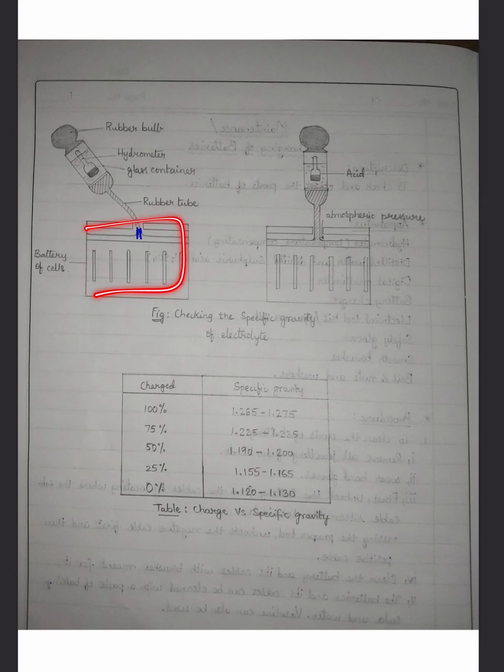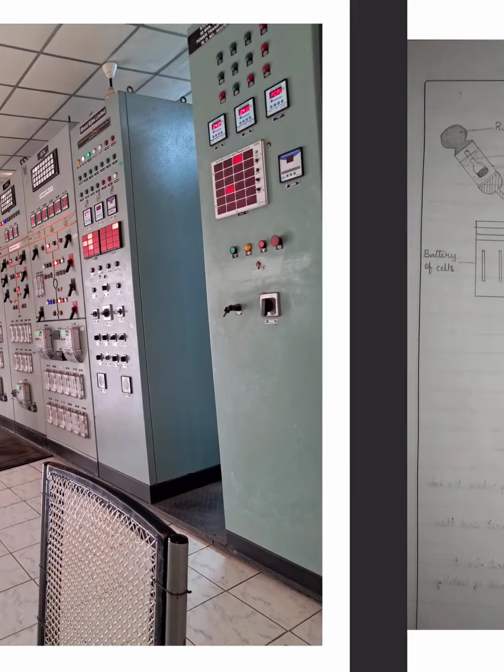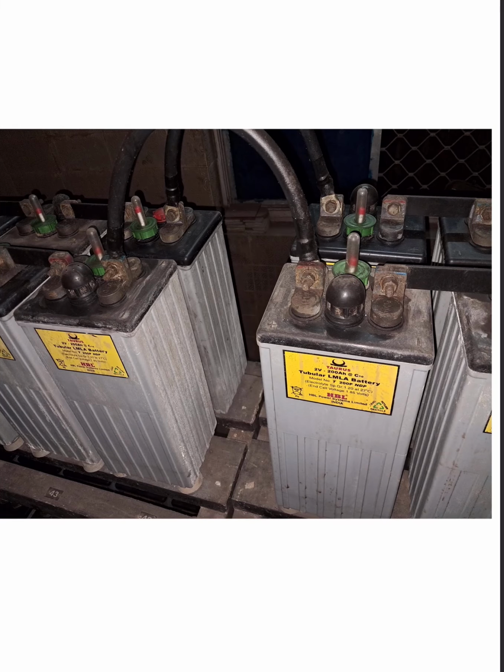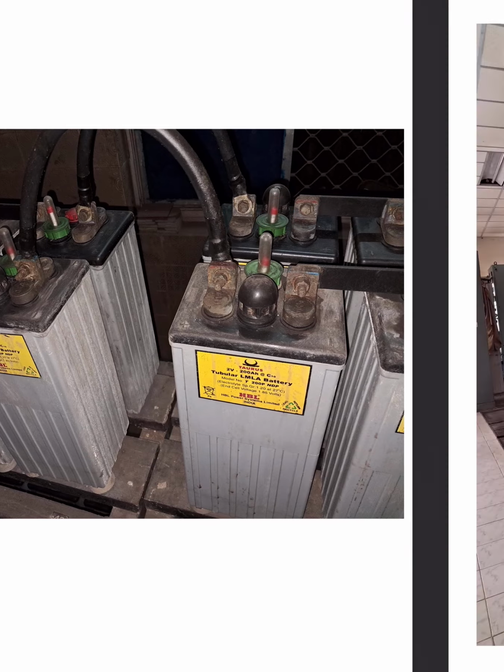This is one cell. I opened the cap, here I open this cap, this one. I opened that cap and suck that diluted H2SO4. Then the bulb will float on it. You can take the reading. If the readings are in between, then that battery is okay, or otherwise you must check, or you must add some diluted H2SO4.